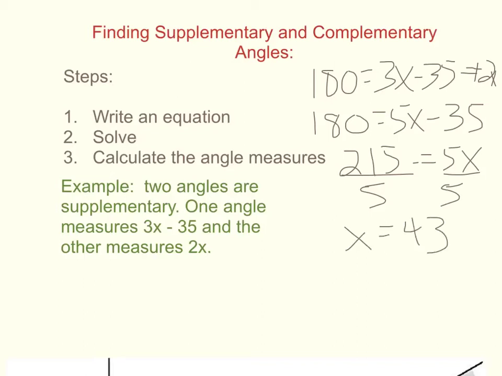Now that I know what x is, I can go ahead and substitute it back into my 2 expressions for the angles and find out what the angle measures are. If I substitute in 43 into 3x minus 35, I get that the angle measures 94 degrees. If I substitute in 43 into 2x, I get that my other angle measures 86 degrees. Please take a moment to pause this video and record the example in your notes.